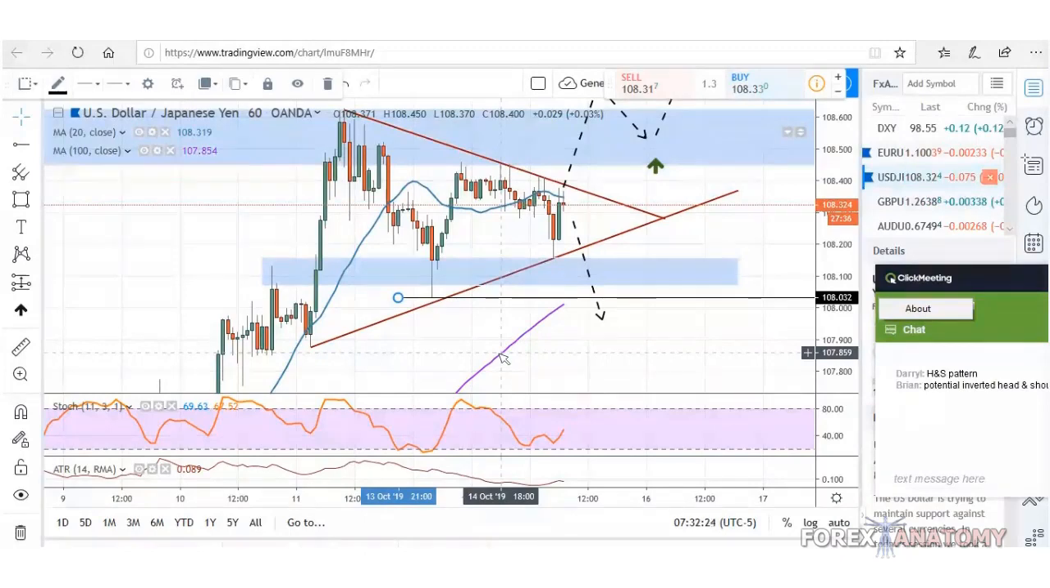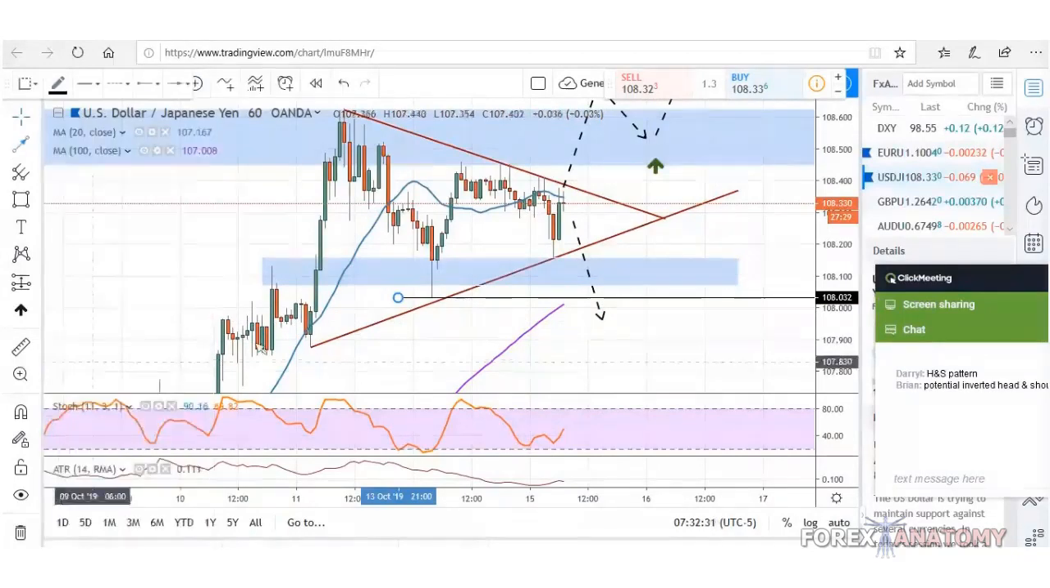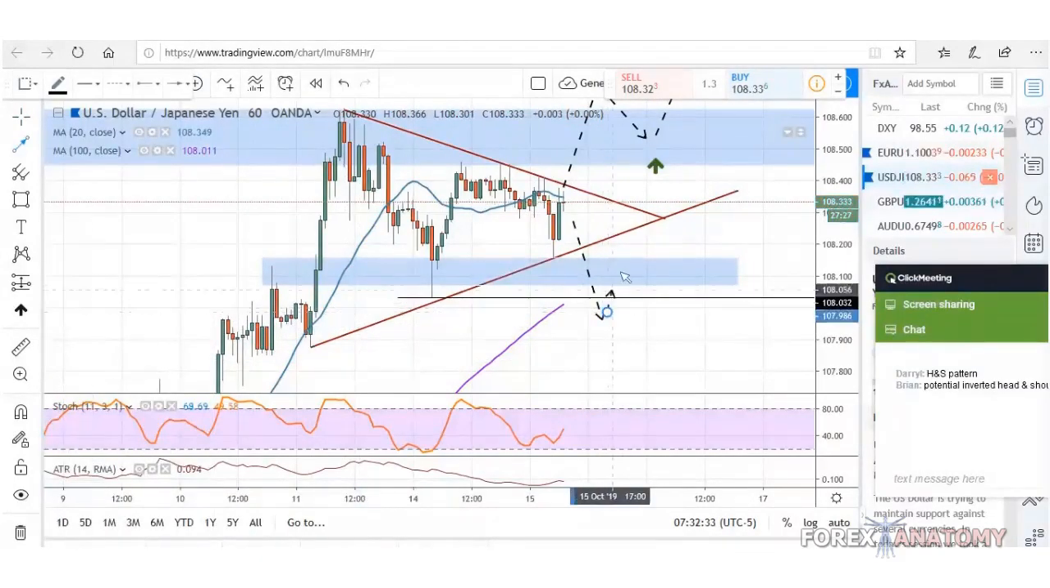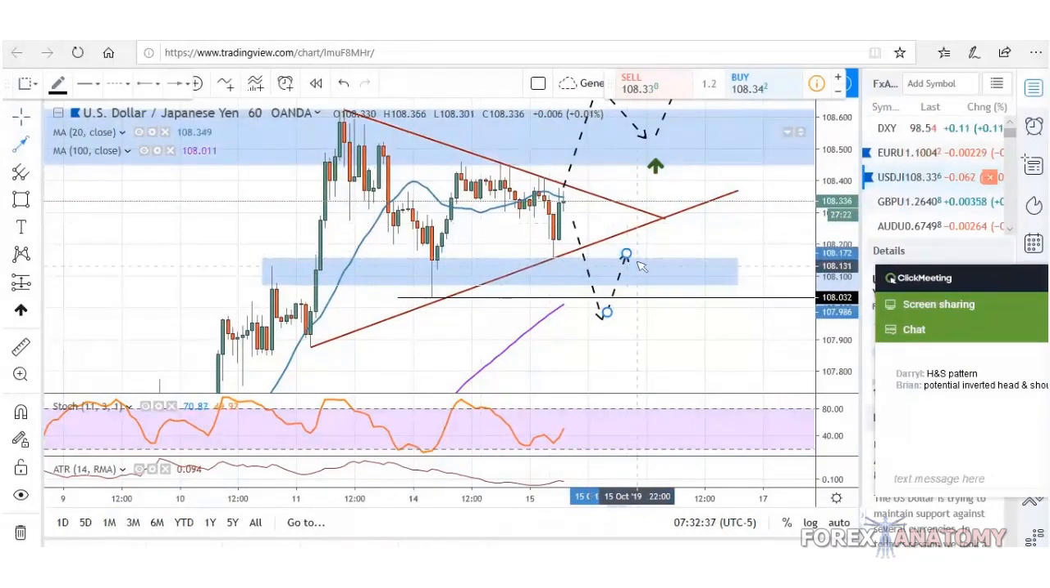That's an institutional level. If we do see price break this level to the downside, then what we can do next is wait for price to correct and retrace higher, and then look for a selling opportunity on bearish confirmation.